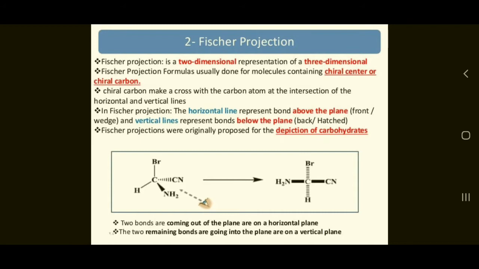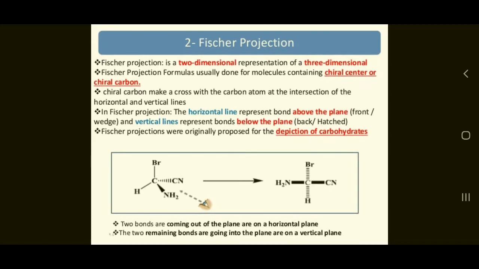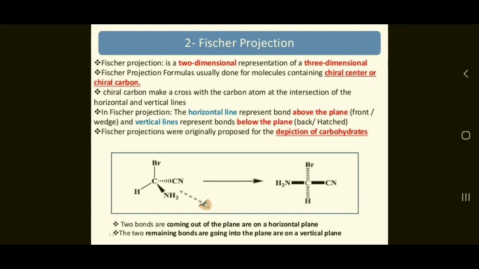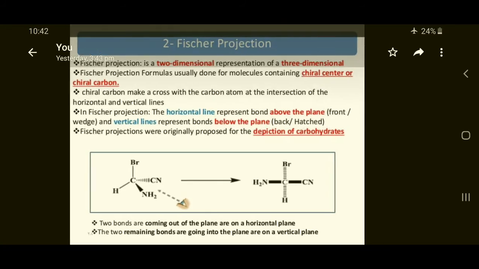The following important points should be noted about Fischer projection formulas. Projection formulas can neither be inverted nor rotated out of the plane of the projection. A Fischer projection can be rotated on the page by 180 degrees, but not by 90 or 270 degrees, because that changes the configuration of the molecule. Examples are given below in the Fischer projection formula.